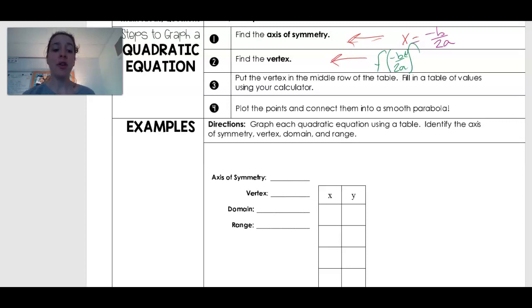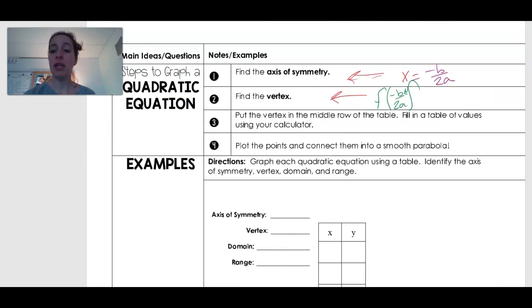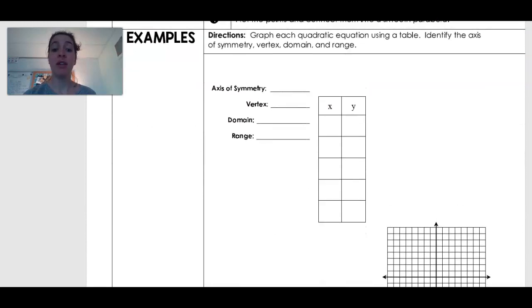Okay, so then the third step is I put the vertex in the middle row of a table, and then I fill in the table. I pick some numbers that are smaller and some numbers that are bigger, both, and then I plot those points and connect them. So let's look at some examples together, and then you'll have plenty of time and plenty of examples to work through on your own.